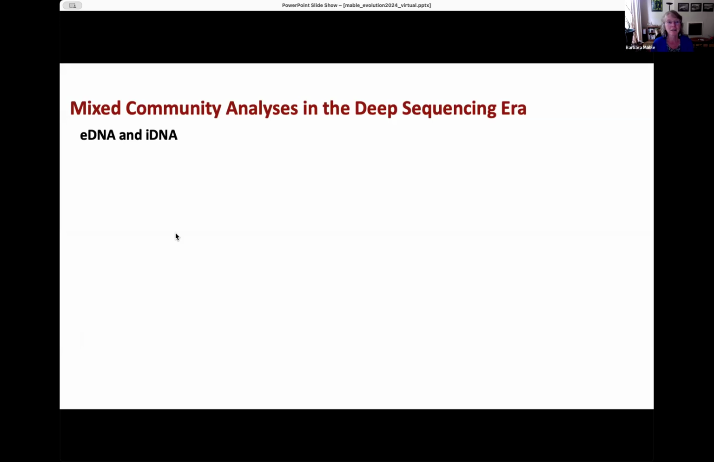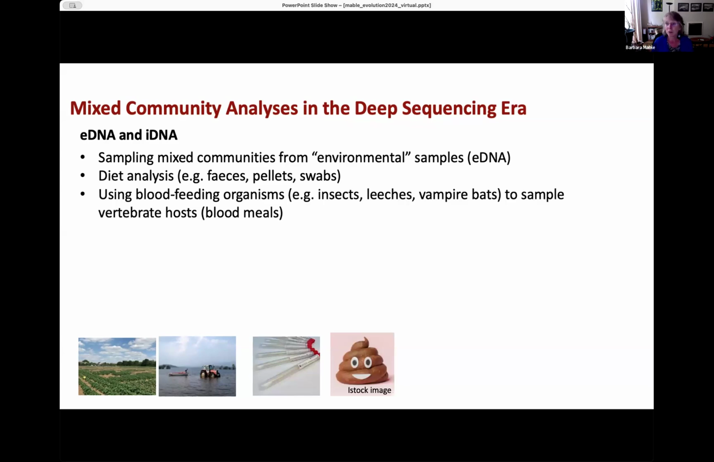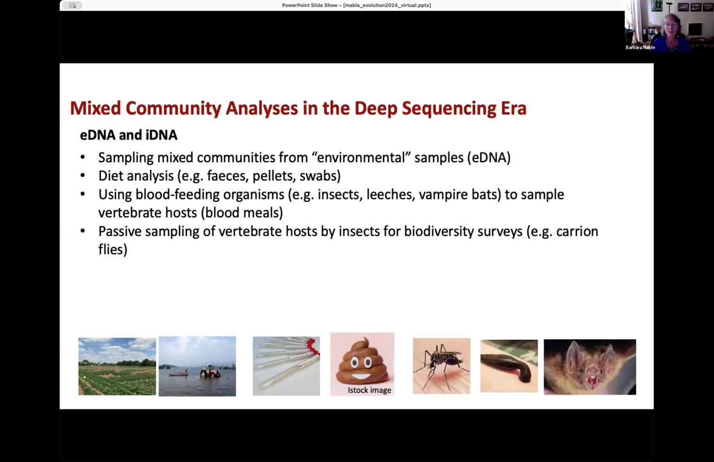So mixed community analysis, there's a lot of different ways we're approaching it. So environmental DNA, iDNA for insect DNA. And there's a lot of excitement in the biology of community, obviously, of what we can do with these new sequencing technologies. So we can have environmental samples from various sources. We can do diet analysis using difficult types of substrates like feces, pellets, swabs. We can use blood-feeding organisms like insects, leeches, or vampire bats to sample the vertebrate hosts from their blood meals. And there's even some new studies suggesting you can use what carrion flies carry on their feet for biodiversity surveys in relation to various questions.